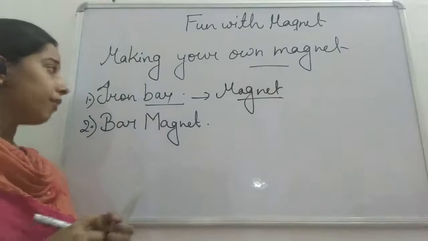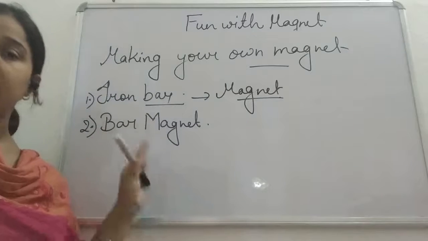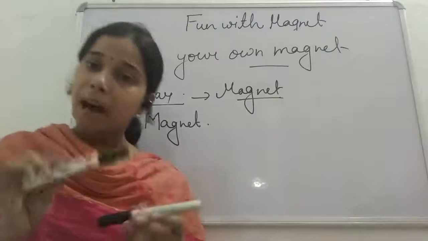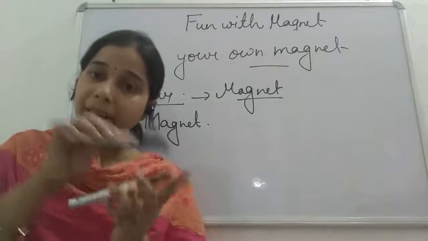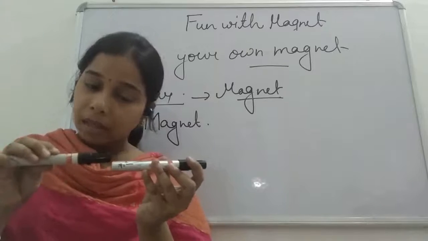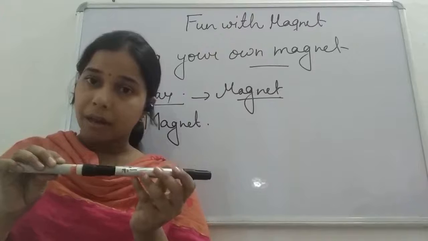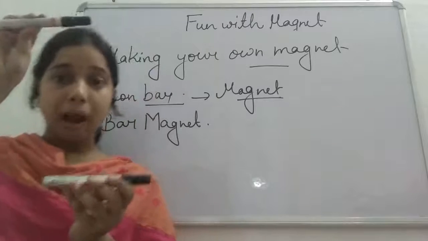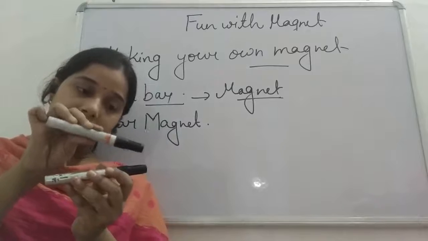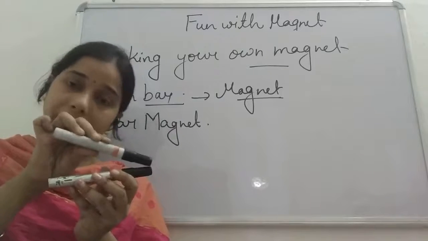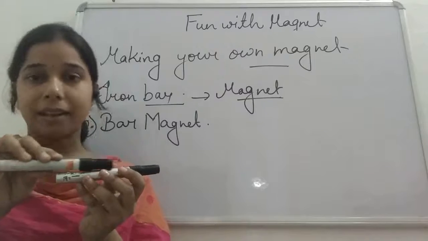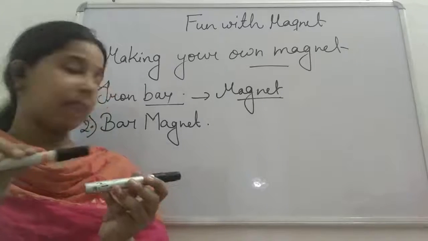Okay, so we had taken the iron bar, and we had taken the bar magnet. We start moving the bar magnet from one end of the iron bar along the entire length to the other end of the iron bar. Now we will lift up the bar magnet. Again we will keep this bar magnet on one end of this iron bar and start moving it over the entire length of the iron bar.